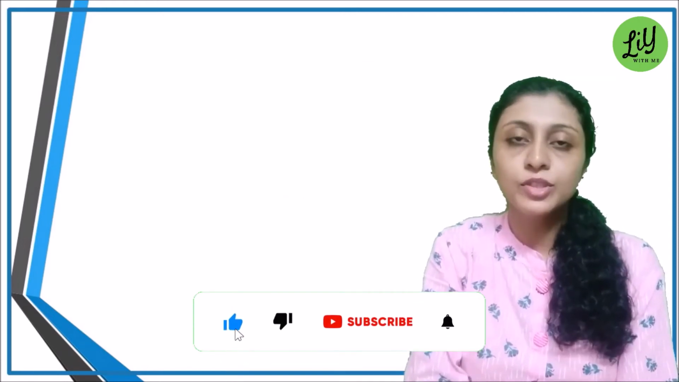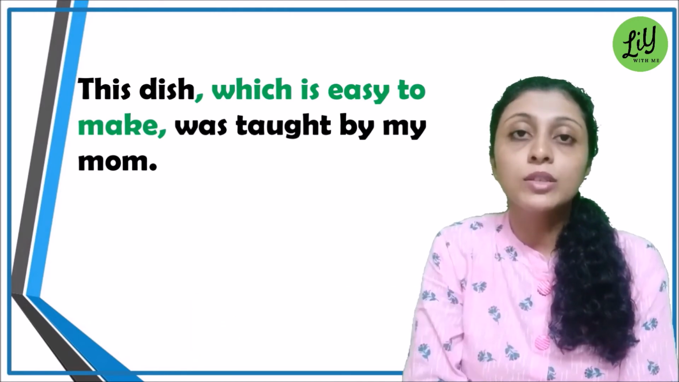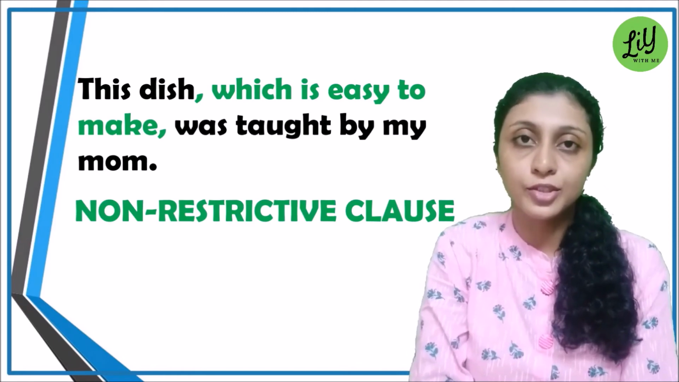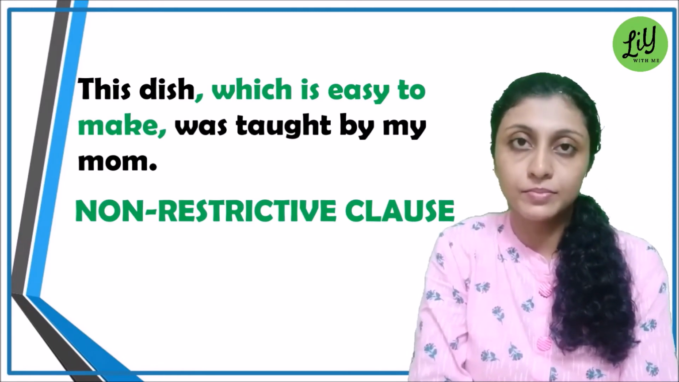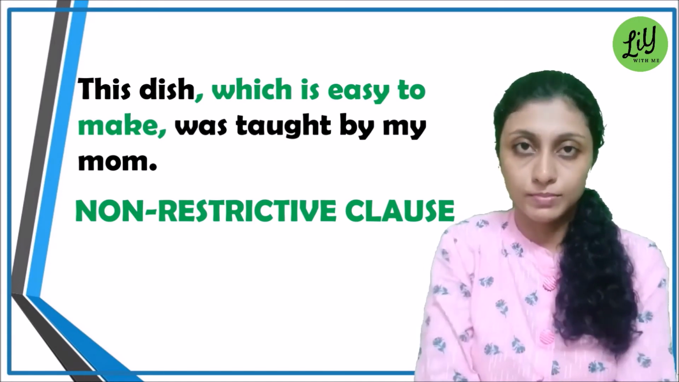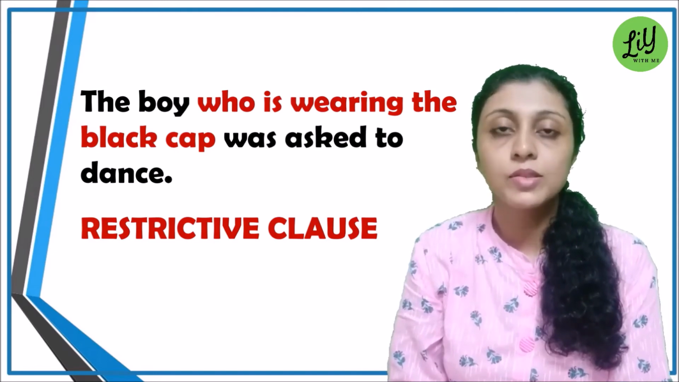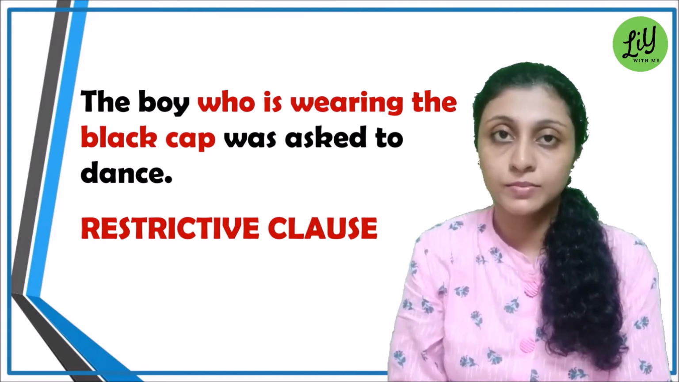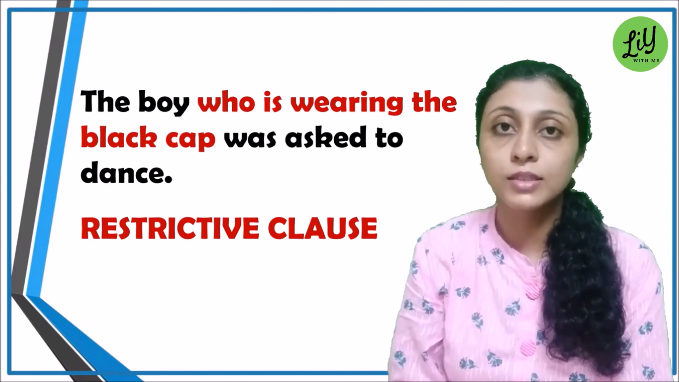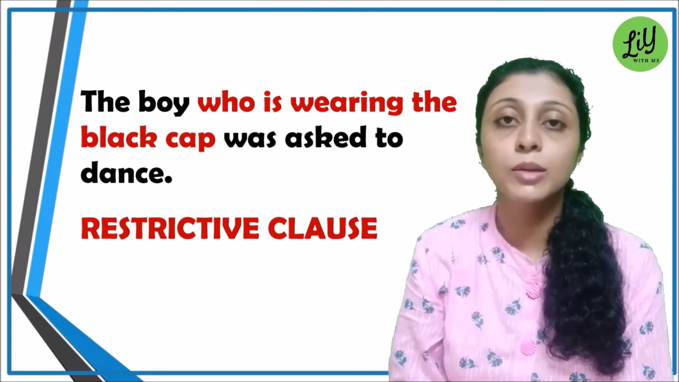This dish, which is easy to make, was taught by my mom. So over here, we've got a non-restrictive clause, which means this clause is not essential for the meaning of the sentence. Even if you remove it, it would be, this dish was taught by my mom. The boy who was wearing the black cap was asked to dance. So here we have got a restrictive clause. Who was wearing a black cap? It's the clause that defines or narrows down the meaning of the sentence. We are talking about a particular boy.